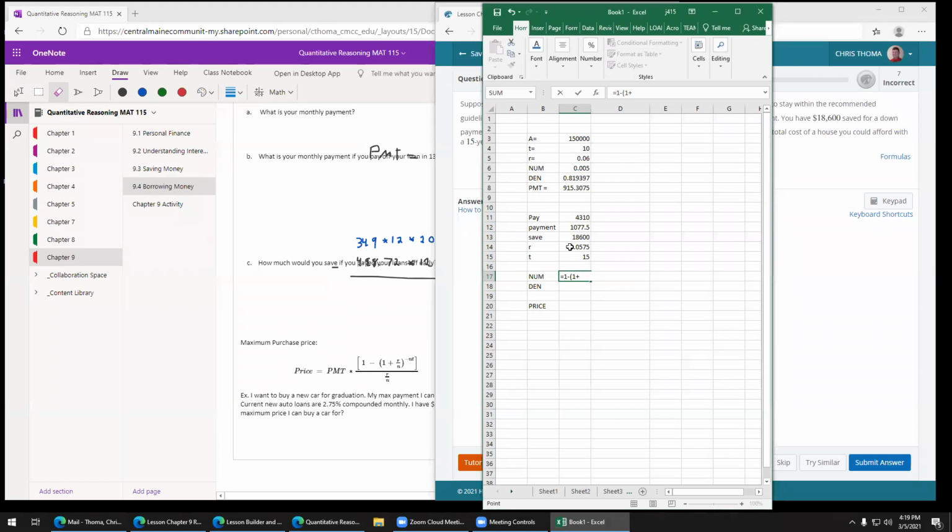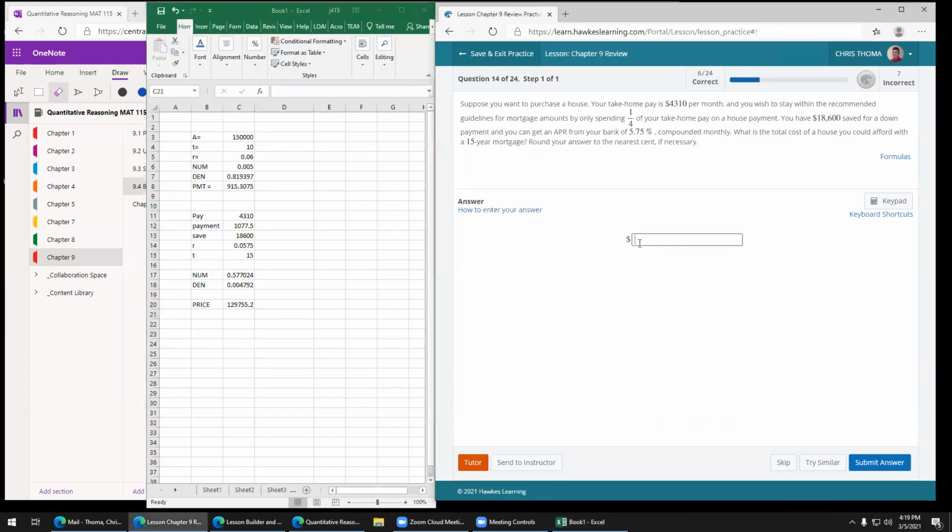So we're going to do our rate divided by 12, raised to parentheses a negative 12 times 15. And then the denominator is our rate, again, divided by 12. And then our price is our payment times numerator divided by denominator. And that's how much of a house we can afford.